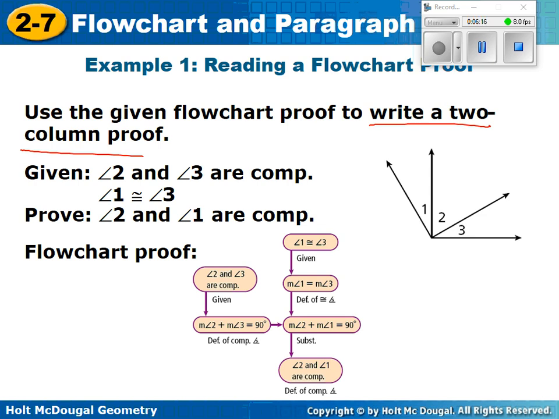Did I give you guys the statement reason box? Okay, so look over there to the right in your notes. It should already be set up for you. Number one. What's the first thing that we would write down based on this flowchart proof?